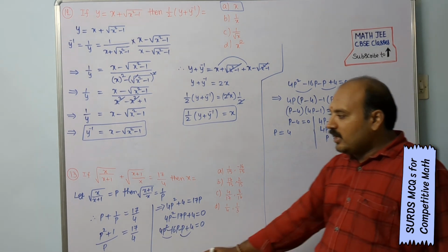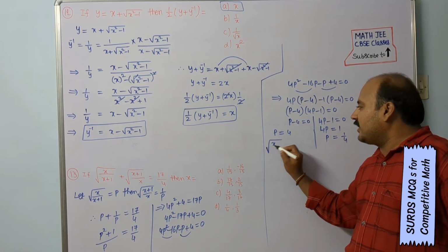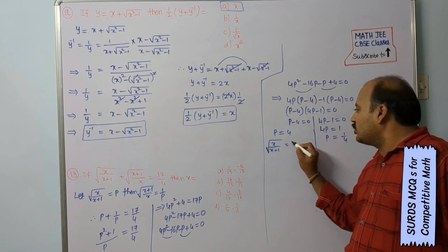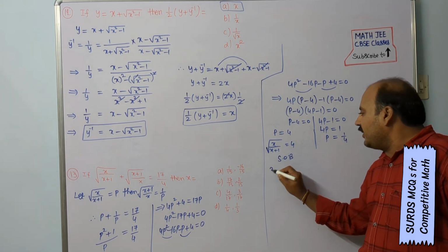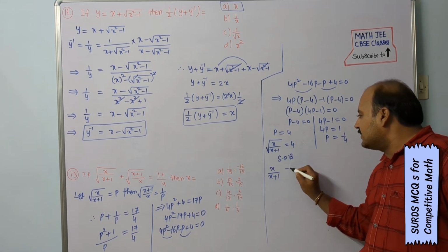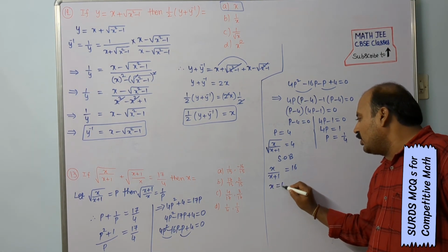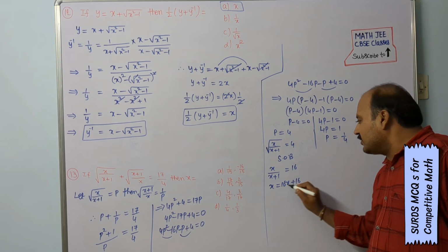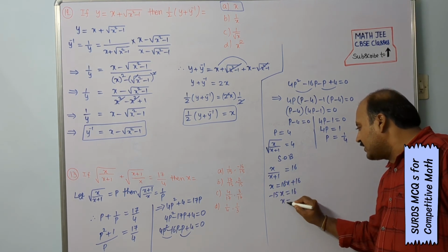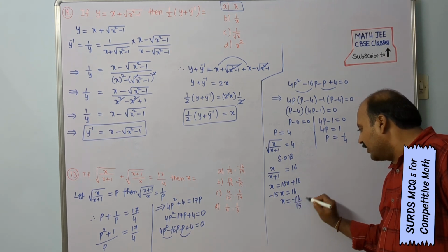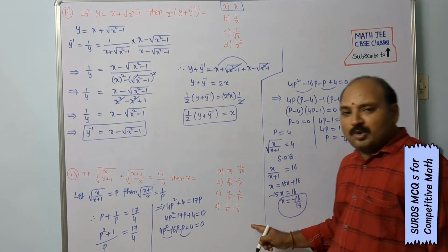What is p here? We assume that root over x by x plus 1 equal to 4. Squaring on both sides, x by x plus 1 is equal to 16. Cross multiply, dear students. X equal to 16x plus 16. 16x bring this side, minus 15x equal to 16. X is equal to minus 16 by 15. So minus 16 by 15, that is one answer. No need to find another one.